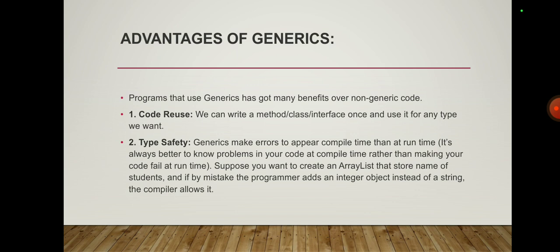Then type safety. Generics make errors appear at compile time rather than at runtime. It is always better to know problems in your code at compile time rather than making your code fail at runtime. Suppose you want to create an array list that stores names of students, and if by mistake the program adds an integer object instead of a string, the compiler allows it. Then, as I already said, the code can be reused. Use it for any type we want.